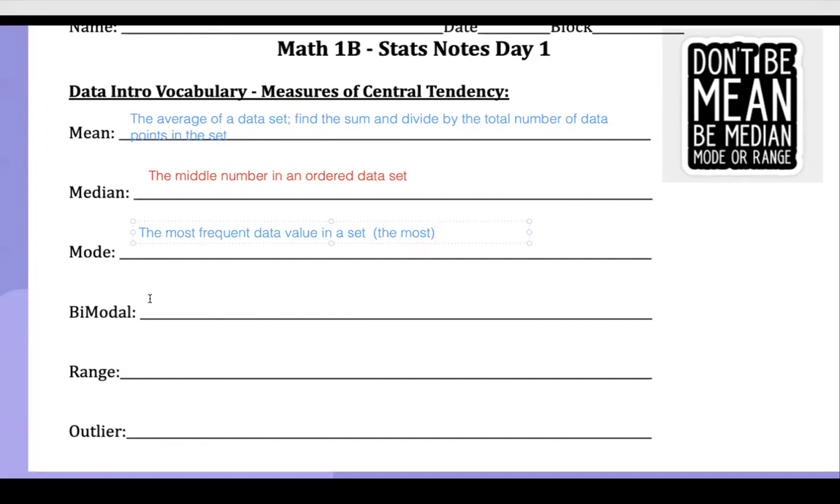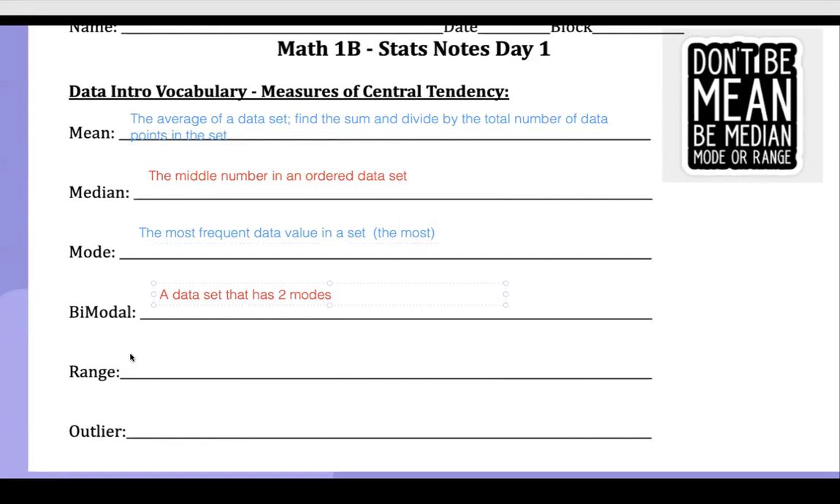All right. Bimodal then, because bi means two. So bimodal means that you have two modes. So it's a data set that has two modes. Okay, and you'll see what that looks like on your homework.